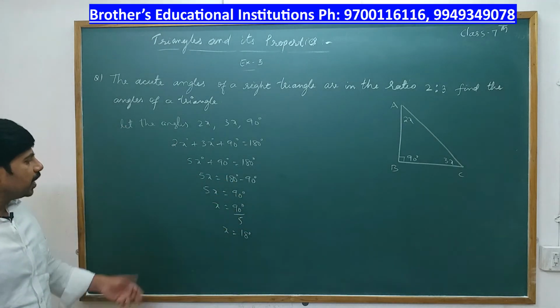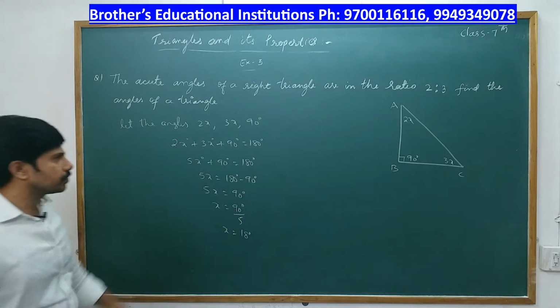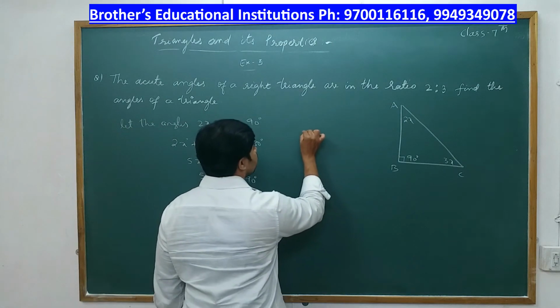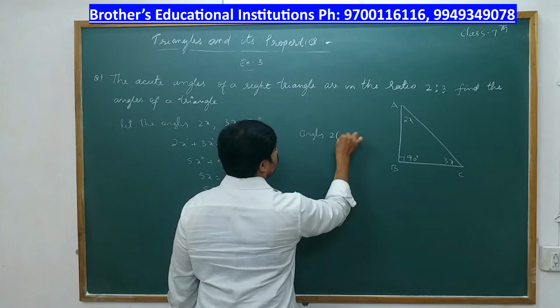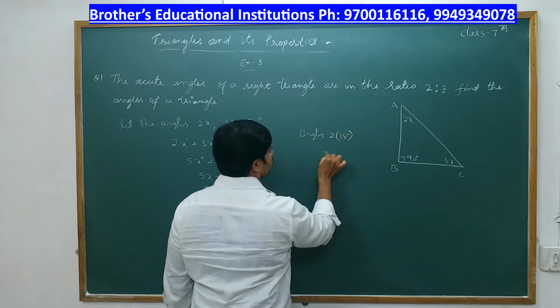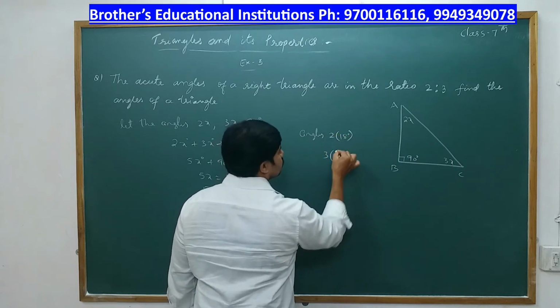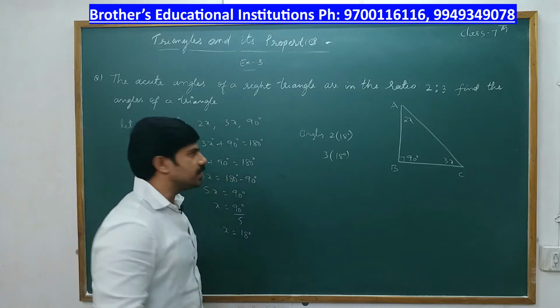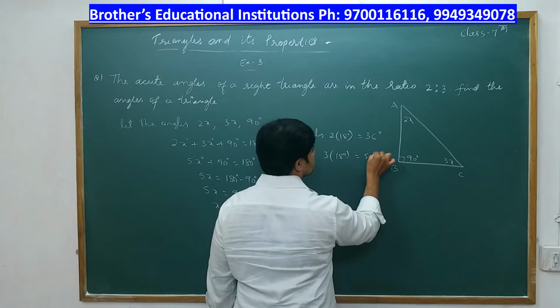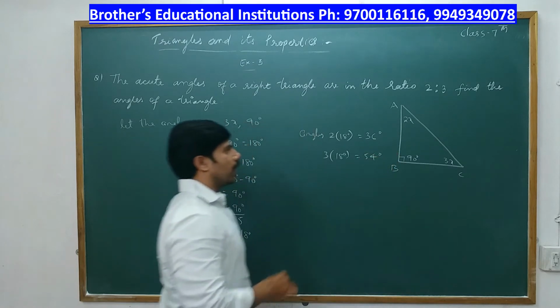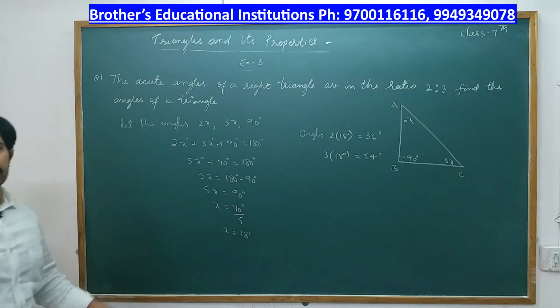After getting the x value, I'll substitute back. The remaining two angles will be 2 into 18 and 3 into 18. So 2 into 18 is 36 degrees, and 3 into 18 is 54 degrees. So these are the two angles, and the third angle is already given. This is completed.